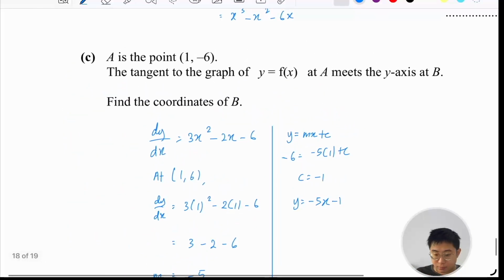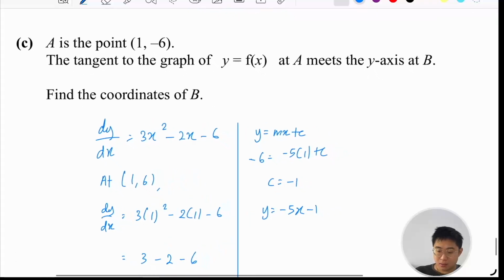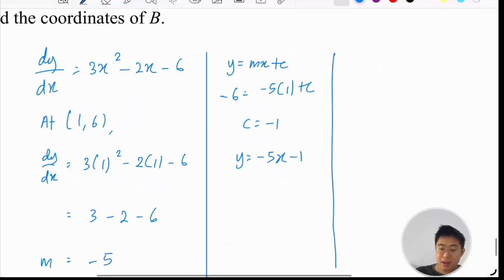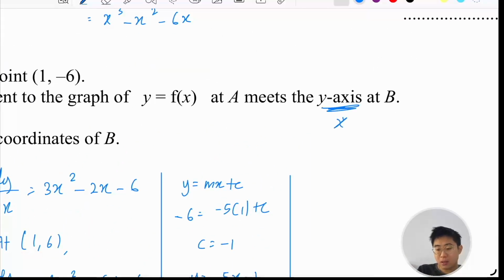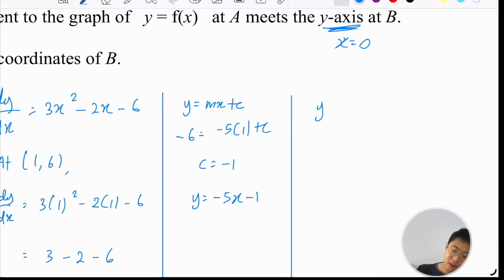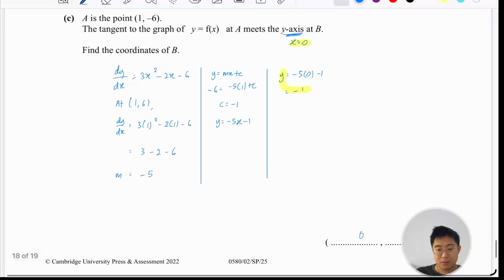And this tangent at A meets the y-axis at B. So I have this tangent line, and it says they're meeting the y-axis. Y-axis means x equals 0. So let's put that in. y equals -5 times 0 minus 1. So you get -1. So the coordinates is, well, I already subbed in the x equals 0, right? That's the x. And then the y is -1. 0, minus 1. 5 marks.